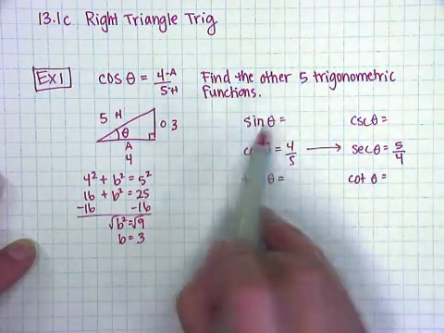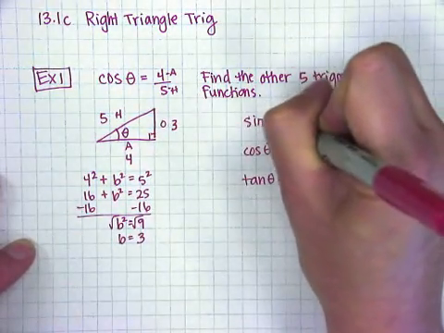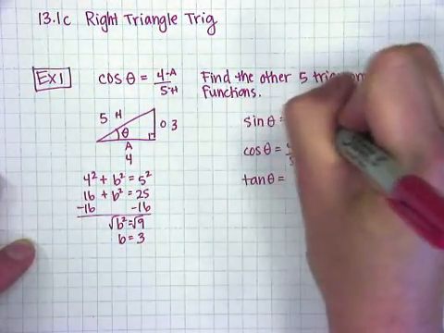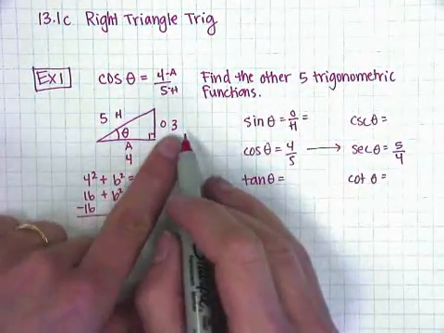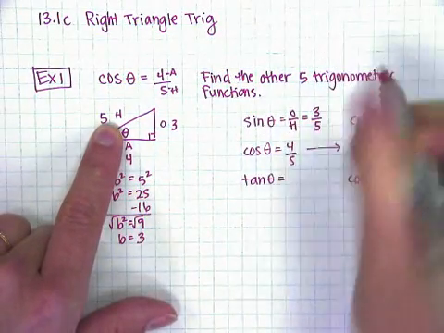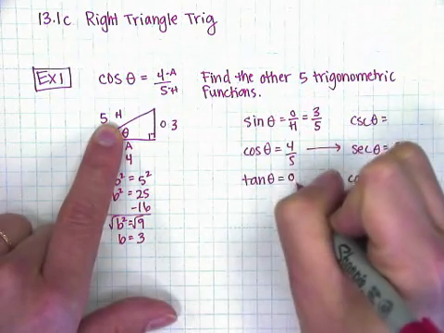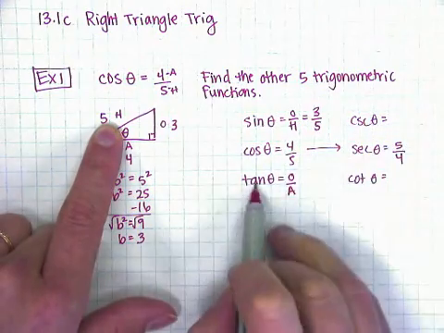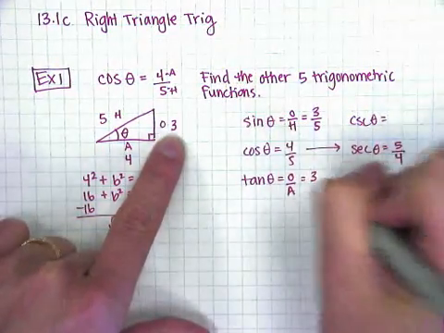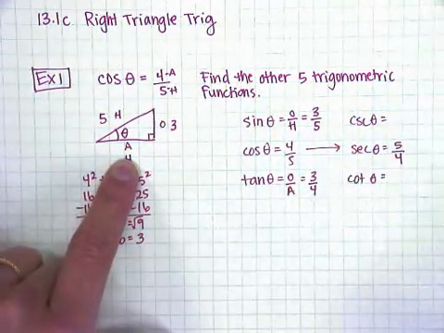So for instance, I know sine is opposite over hypotenuse from SOHCAHTOA. So that's going to be, my opposite side is 3, and my hypotenuse is 5, so 3 over 5. I know from SOHCAHTOA that tangent is TOA, opposite over adjacent. So I'm going to take my opposite side, which is 3, over my adjacent side, which is 4.